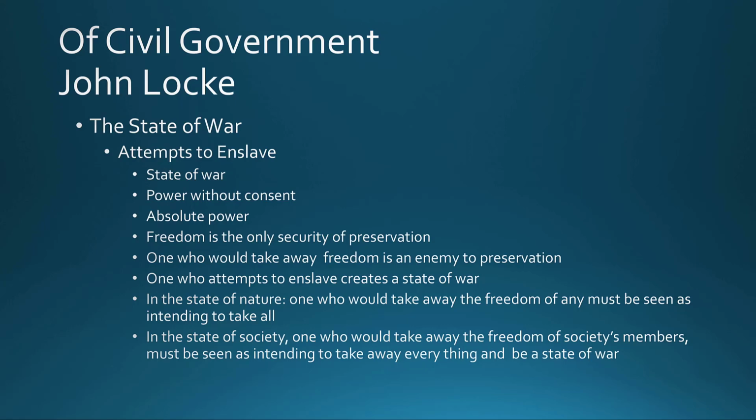If someone threatens to enslave someone, because if someone would take away the freedom of any, must be seen as intending to take all the rest, that they're a danger to all the freedoms. And this could also be read as a person who would enslave one person is a threat to the freedom of everyone. And someone in the context of the state of society, because he considers here the state of nature, but even when we're in a state of society, anyone who would take away the freedom of society's members must also be seen as intending to take away everything else, and so create a state of war.